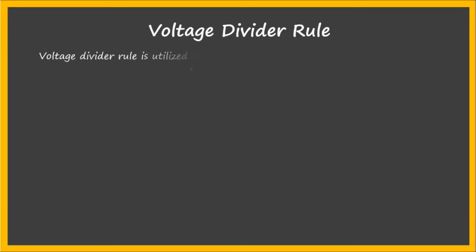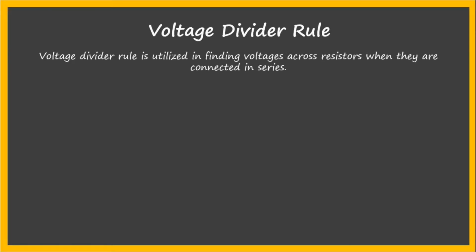The first term is the voltage divider rule. What is it? It is just a basic rule which is used to determine the voltages across resistors when they are connected in series. Also, do remember voltage always remains the same in parallel. What I mean by this statement? It is that the voltage will remain the same across all resistors when they are connected in parallel. Okay, let's understand it through animation.